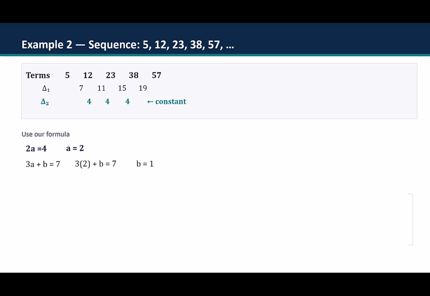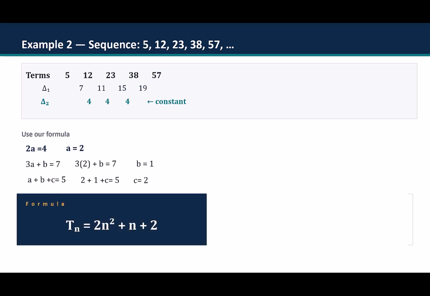To find the value of c, we're going to use the equation a plus b plus c is equal to our first term, which in this sequence is equal to 5. We'll put in the values of 2 and 1 for a and b to get the equation 2 plus 1 plus c is 5. That tells us that c is equal to 2. Now we can form our quadratic. T sub n is 2n squared plus n plus 2.